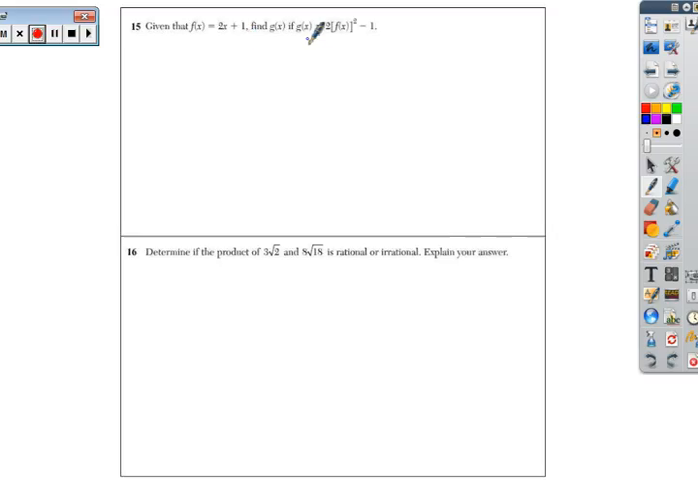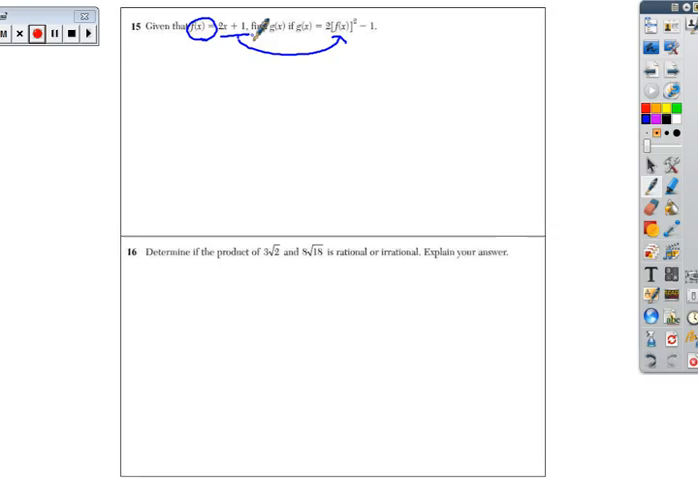But now they say that g of x is 2 times f of x raised to the second power minus 1. So basically what that means is you take all this, the 2, the square, the minus 1, and you just put this in there. So this is going to go in for f of x, because that's what f of x is. It's 2x plus 1. Okay?